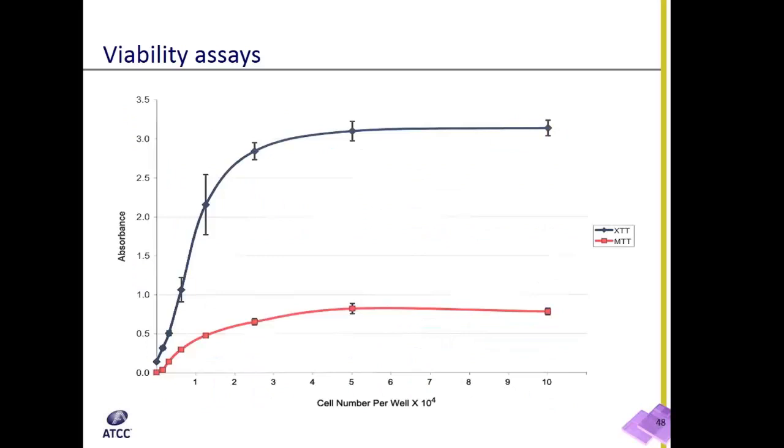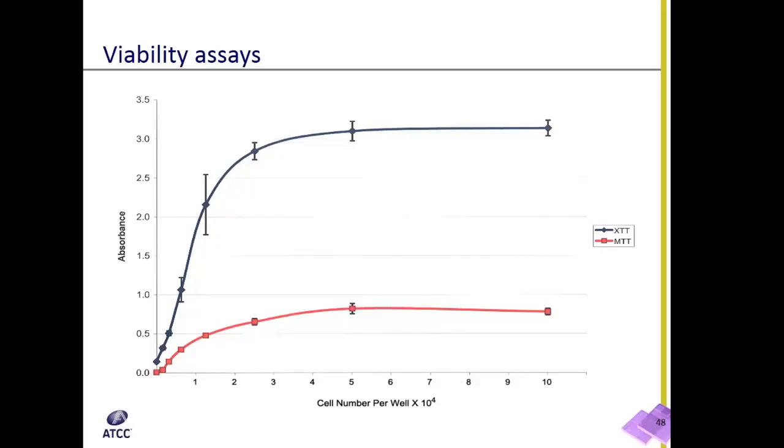So when you're reading your results, you take the 96-well plate and read it on the plate reader. This graph shows an example of the readout. On the graph you see absorbance plotted versus cell number. So when you take the absorbance reading, the absorbance is directly related to the number of cells per well.